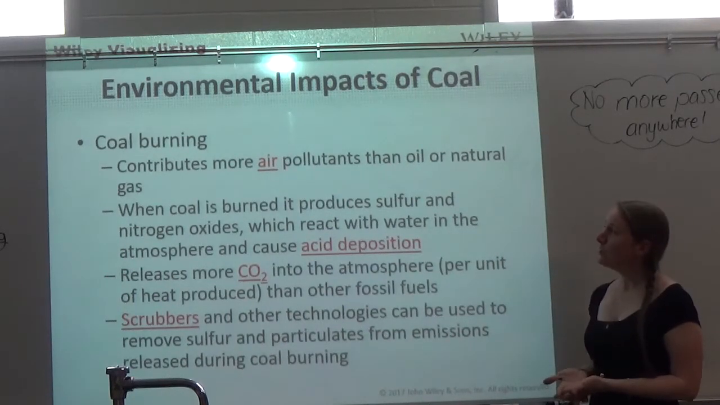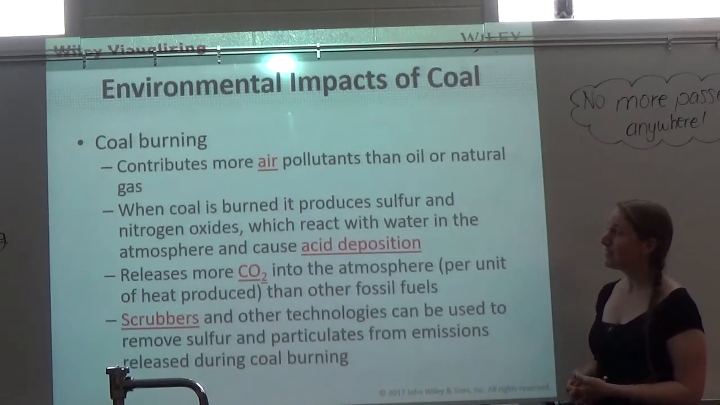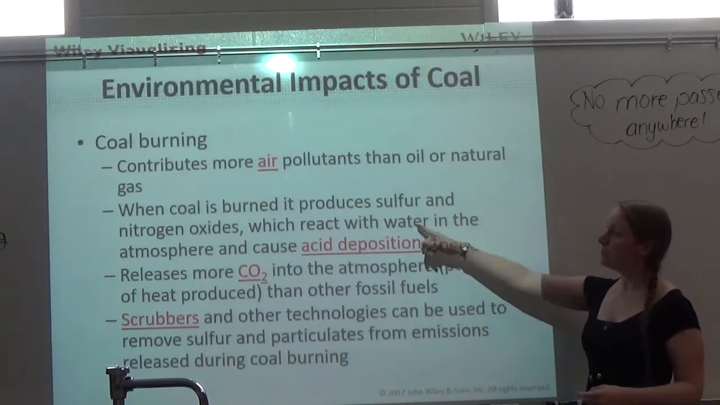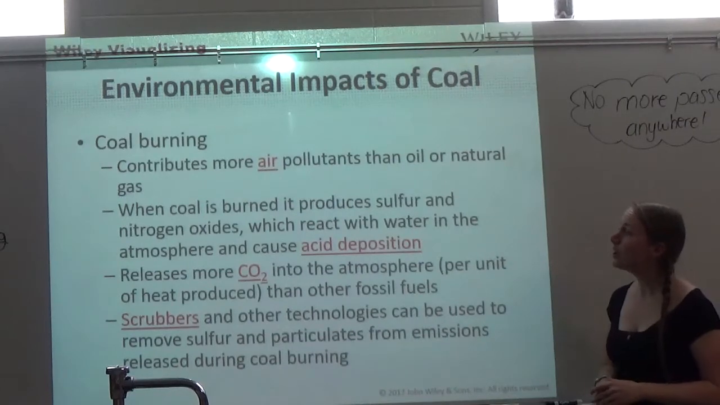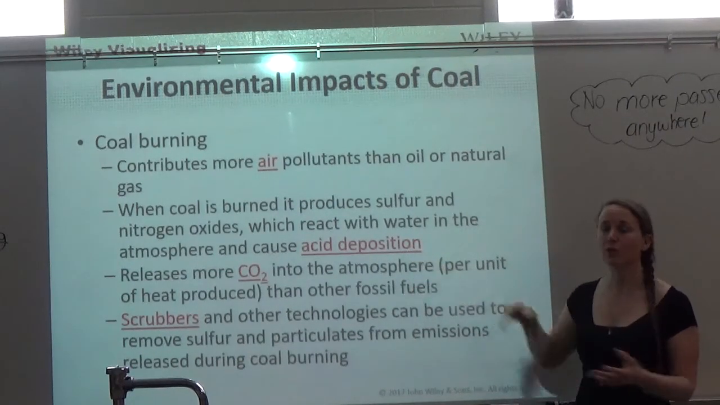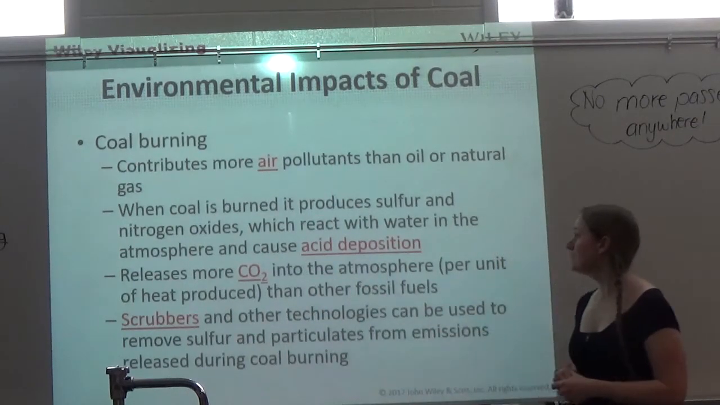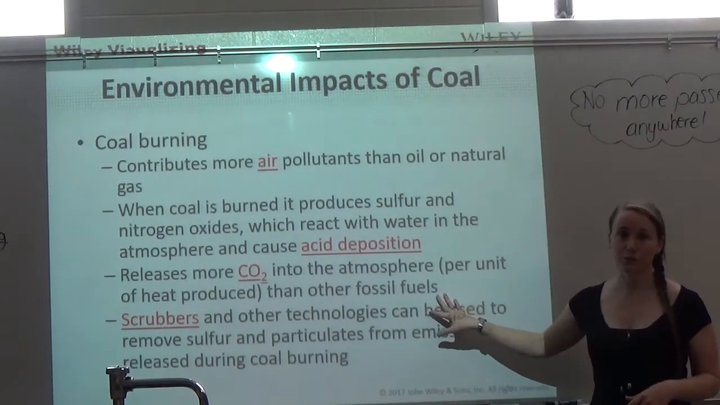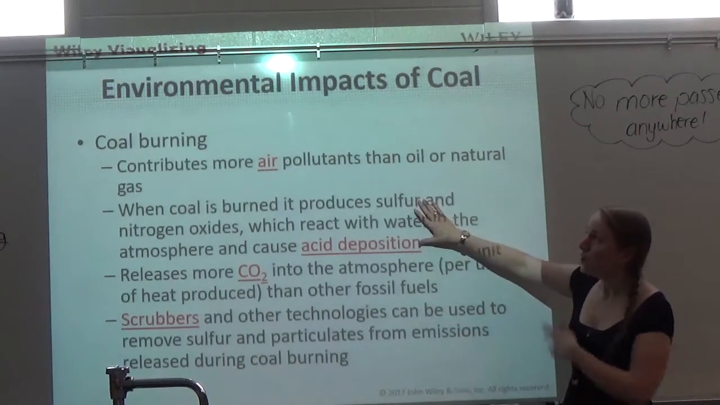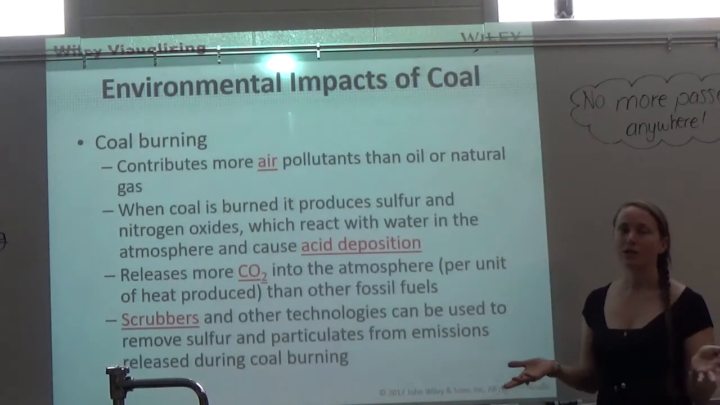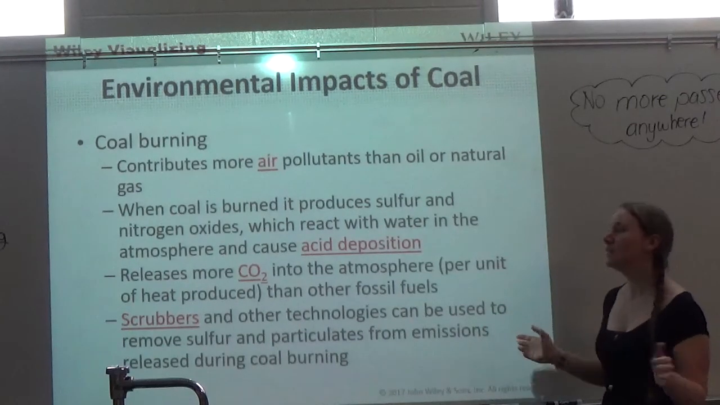When coal is burned, it produces sulfur and nitrogen oxides, which those are the 2 things that make our acid rain. So which react with water in the atmosphere and cause acid deposition. Remember, that's just another word for acid rain. It releases more carbon dioxide into the atmosphere than any of the other fossil fuels. Okay, so it's causing acid rain, it has more air pollutants, it releases more CO2. So far that's 3 strikes against it.